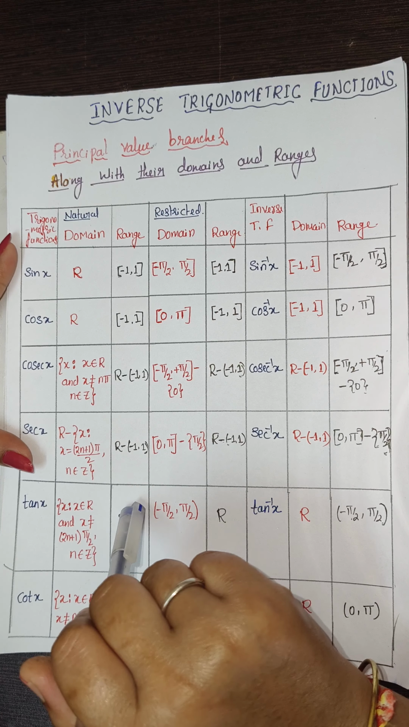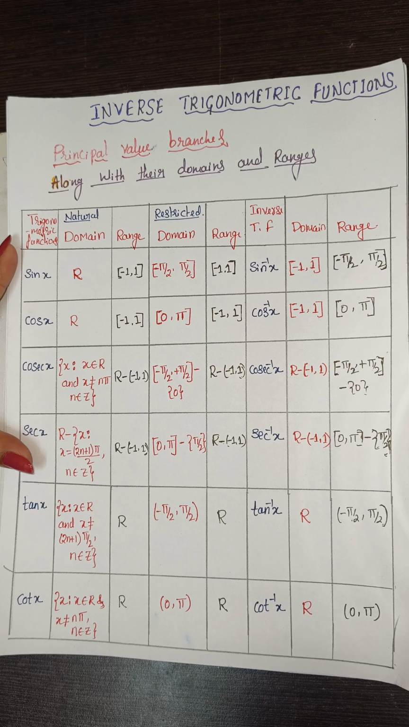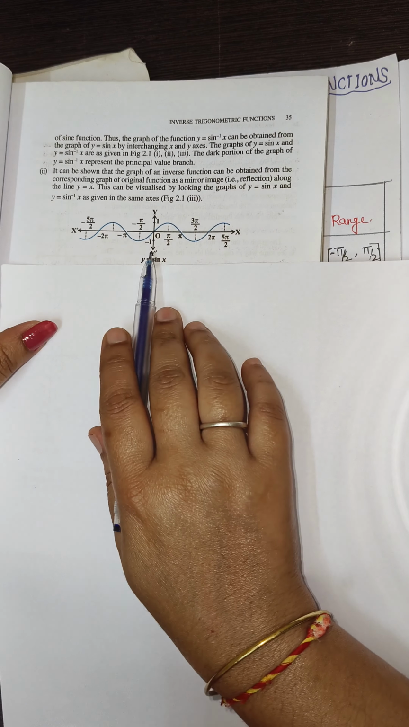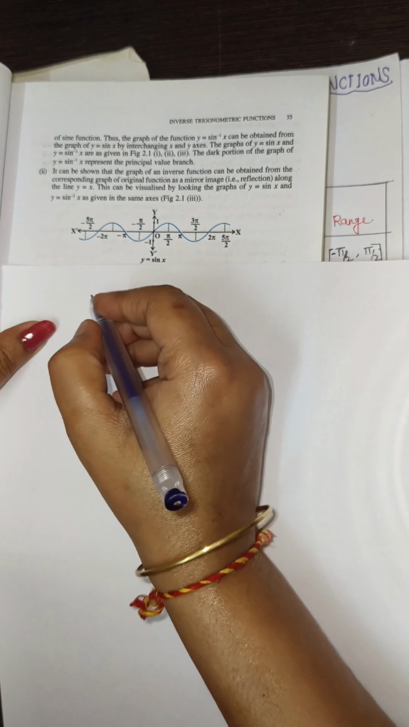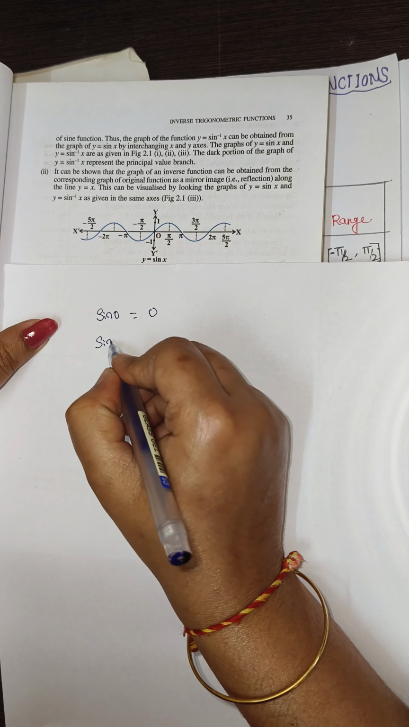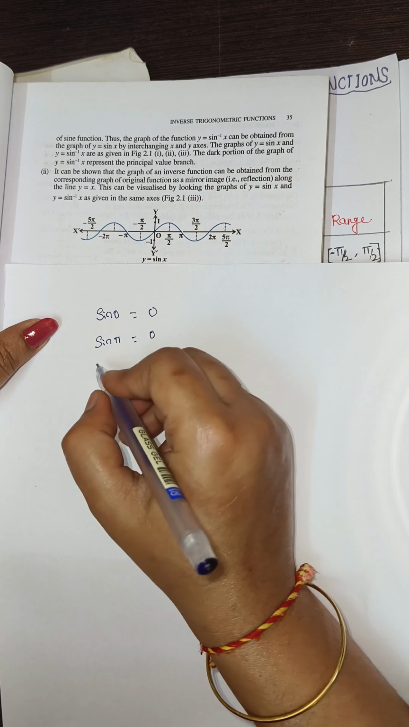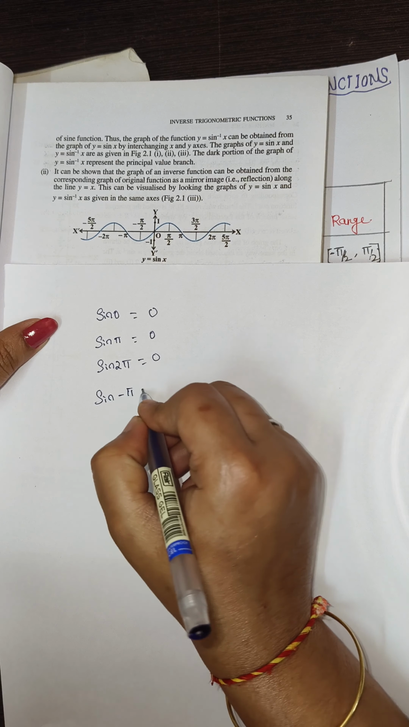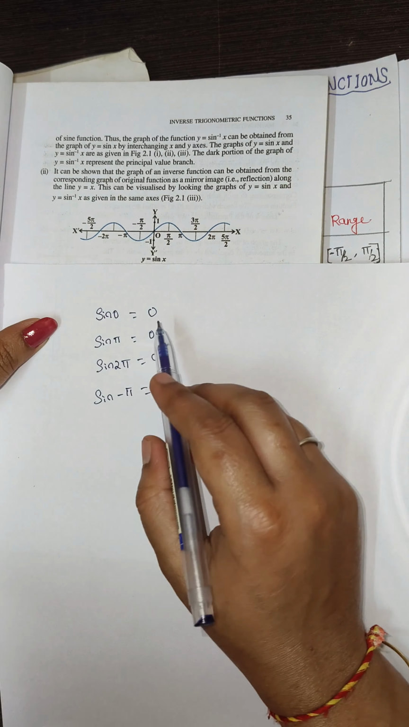Are all the trigonometric functions one-one? Let's check that first. This is the graph of the sin x function. What is sin 0? Sin 0 is 0. What is sin pi? That is also 0. Sin 2 pi is also 0. Sin minus pi is also 0, and sin of minus 2 pi is also 0 only.